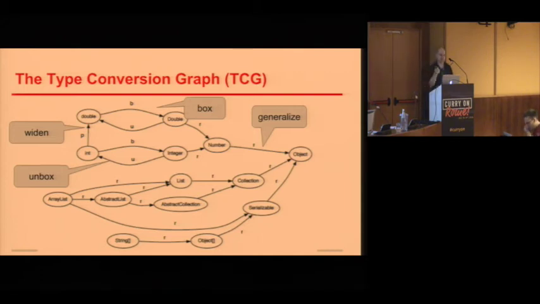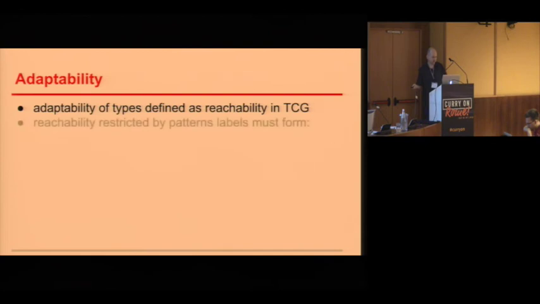Once we have this, we can express type compatibility, which in particular includes boxing and unboxing, by reachability in this graph. It's actually not quite that simple because there are certain patterns formed by paths in this graph that are illegal according to the Java language specification.